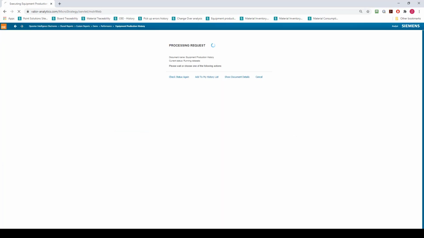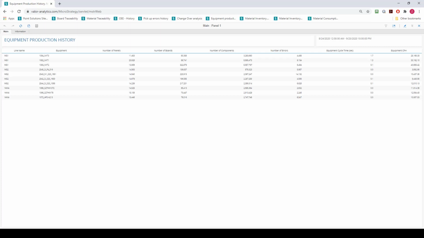The report can be filtered by line, equipment, and time period to analyze trends and identify bottlenecks in the changeover process. The next sample report is Equipment Production History. This report is showing production on the line during the specified time period. The report shows the line name, the equipment in the line, the number of panels and boards produced at the equipment, the number of components used and components wasted, the equipment average cycle time, and CPH.